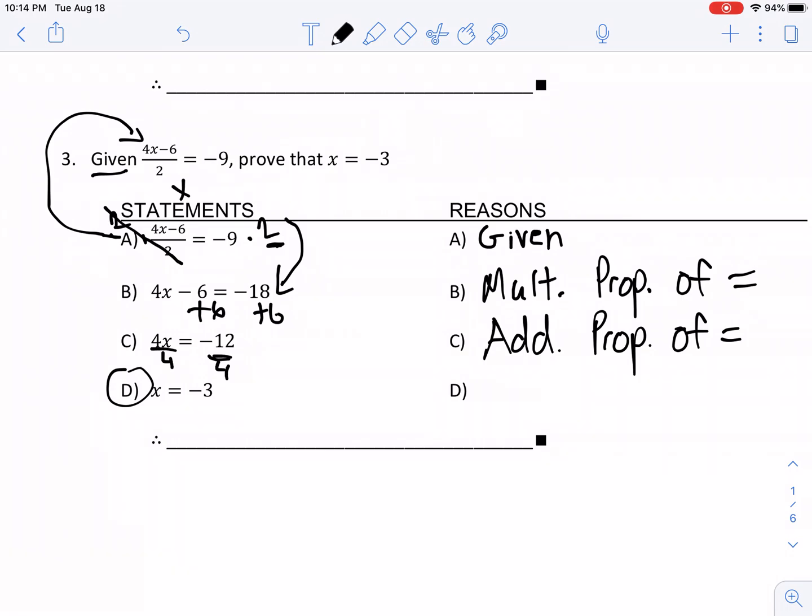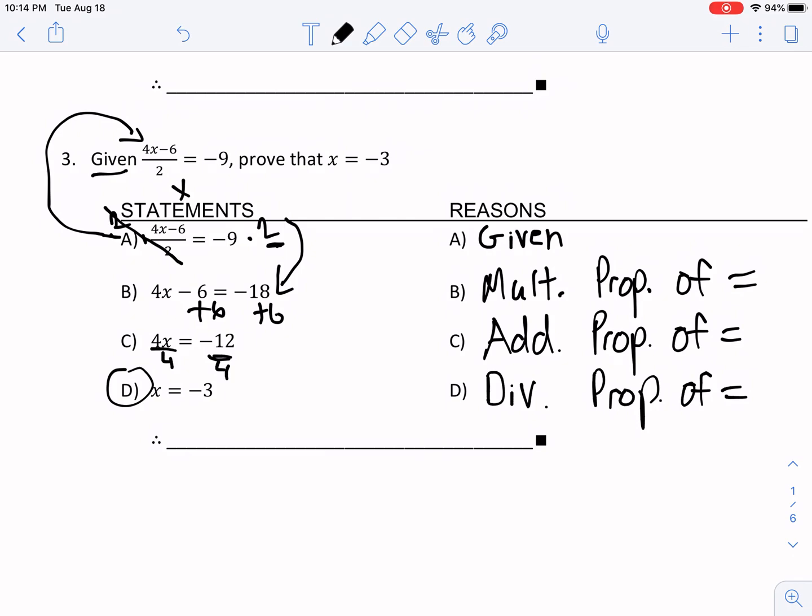But what property allows us to divide the same thing to both sides? The property is the division property of equality. The division property of equality. Okay, and then we get our answer, x equals negative 3.